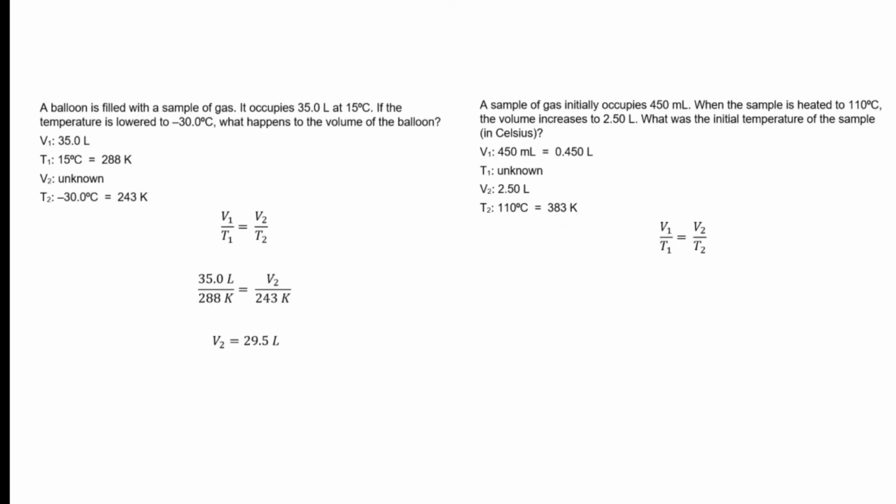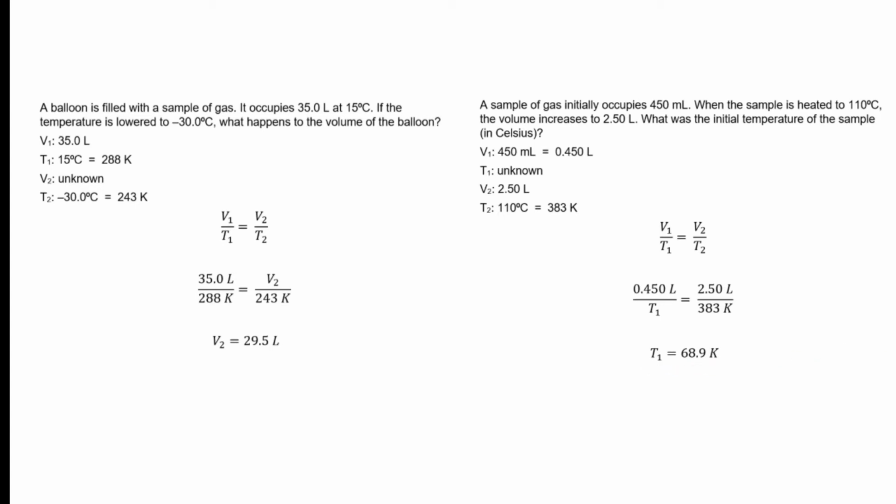Now let's plug into Charles's law. Here is our initial volume. We do not know our initial temperature, but we do know our final volume and our final temperature, so we can solve for T1. So our initial temperature is 68.9 Kelvin.